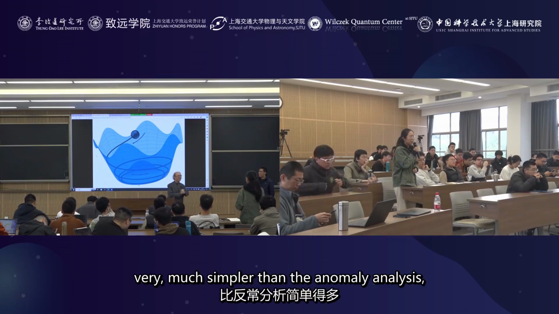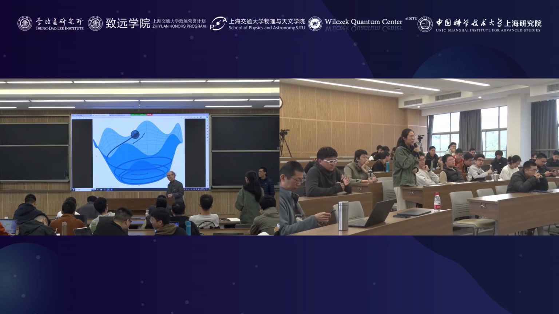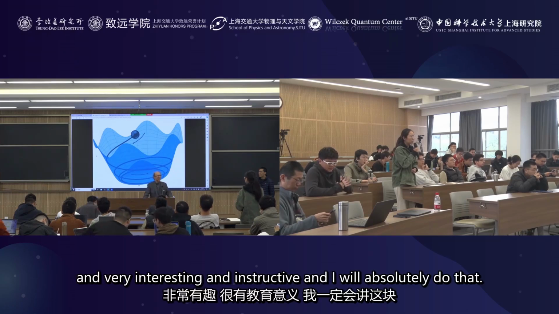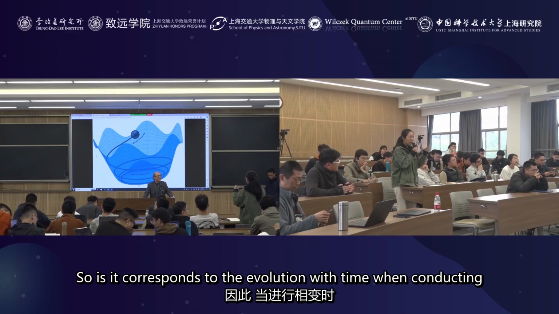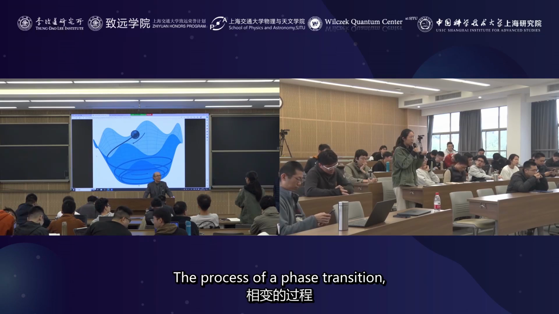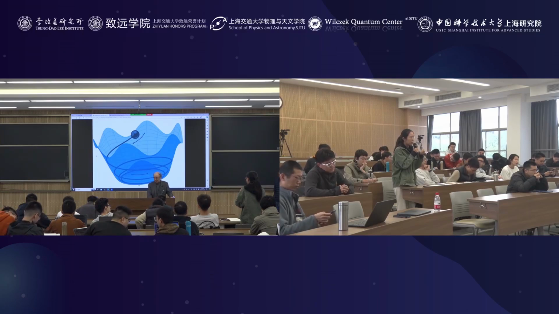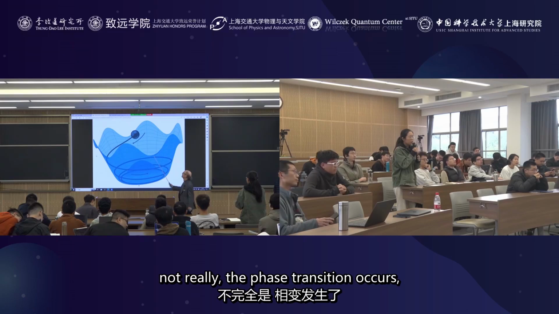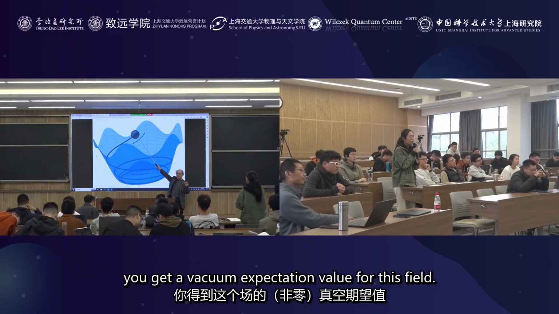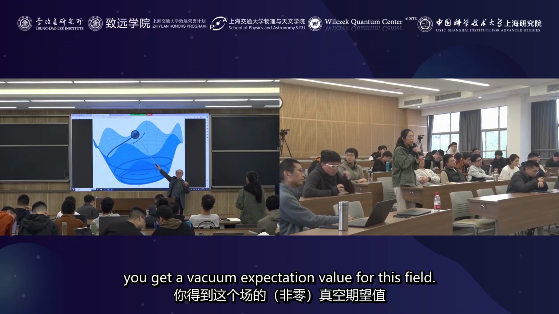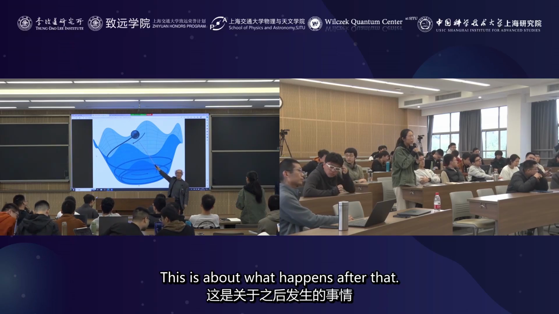simpler than the anomaly analysis, and very, very interesting and instructive, and we'll absolutely do that. Okay, so does it correspond to the evolution with time when conducting a phase transition, the process of a phase transition? Well, not really. The phase transition occurs, and you get a vacuum expectation value for this field. This is about what happens after that.